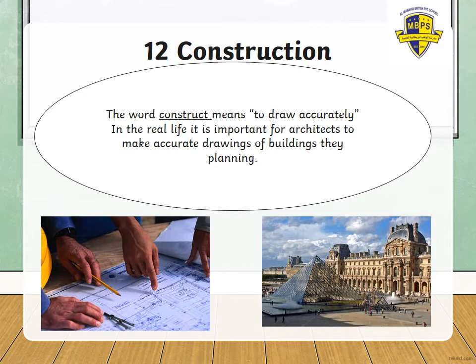You can see why it's important for architects to make accurate drawings of their designs. Think, what would happen to the glass pyramid if just one of the lengths were wrong? In this unit, you will learn about drawing lines and shapes accurately.